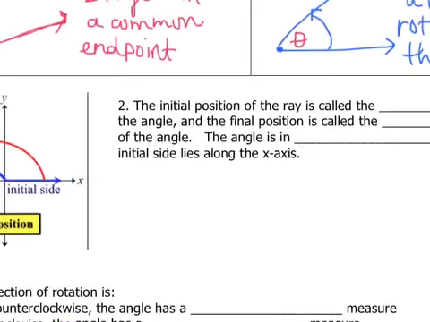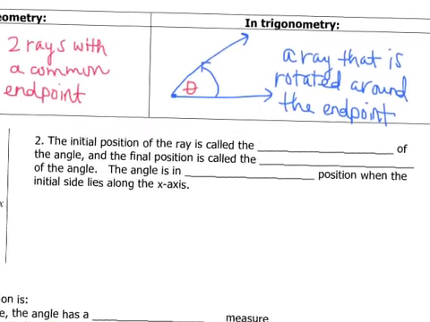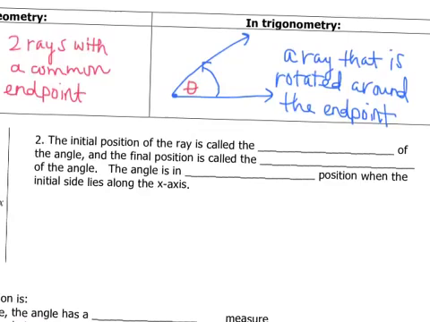So, what these fill in the blanks are is essentially what I just said. The initial position of the ray is called our initial side of the angle. The final position is our terminal side. And then our angle is in standard position when the initial side is positioned on the x-axis.